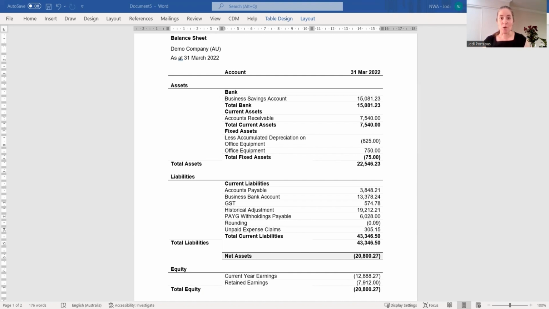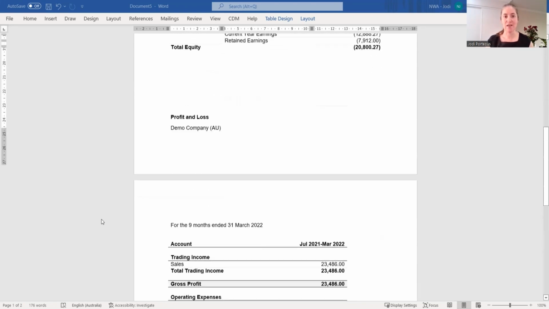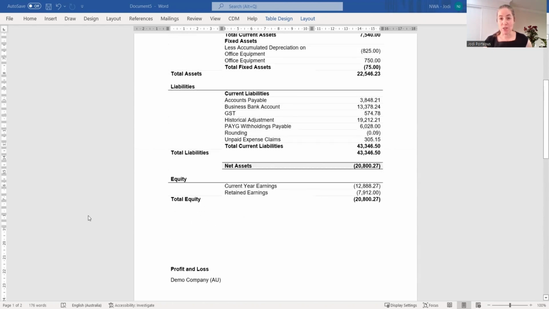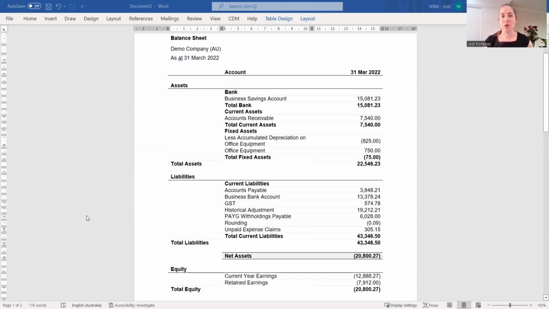And what understanding the reports will do is give you that overview of the business without getting stuck into the nitty-gritty. So I've got the balance sheet and the profit and loss here from the demo company in Xero. If you do have Xero, you're able to access the demo company at any stage.